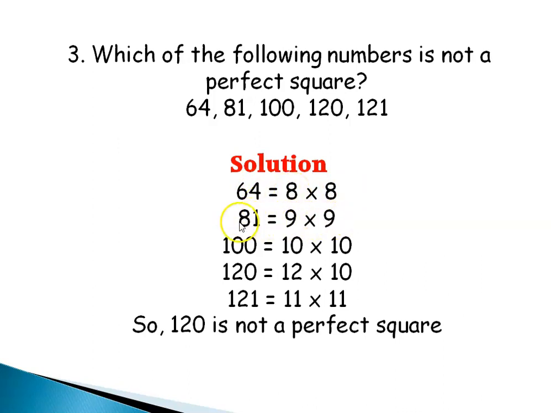81, 9 times 9, that makes it a perfect square. 100, 10 times 10, that makes it a perfect square. 120, 12 times 10, these two numbers are not the same, so this is not a perfect square. 121, 11 times 11. So of all these numbers, 120 is the only one that is not a perfect square. Is that taken? Good.